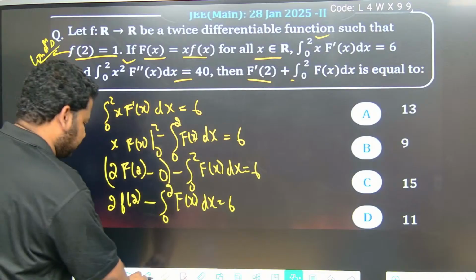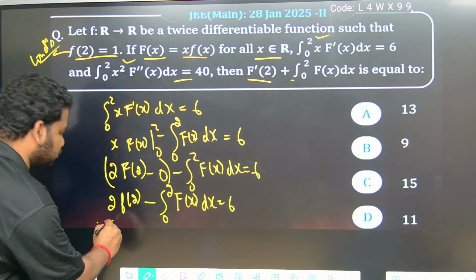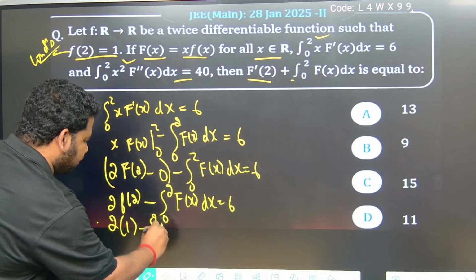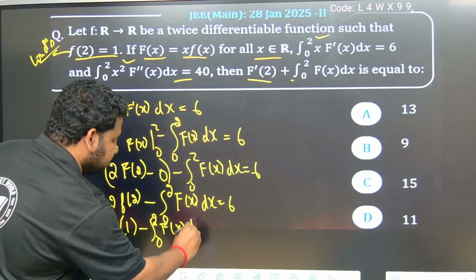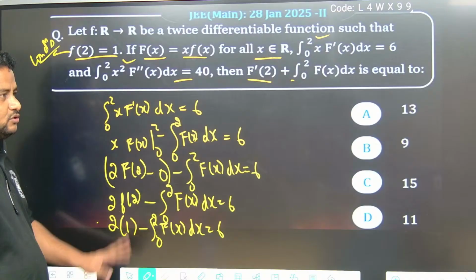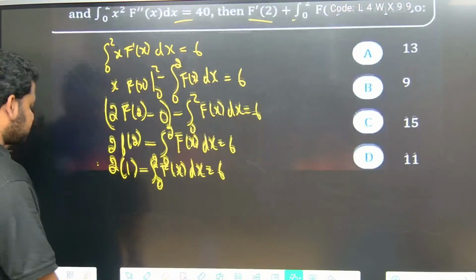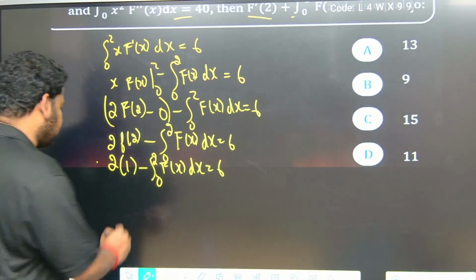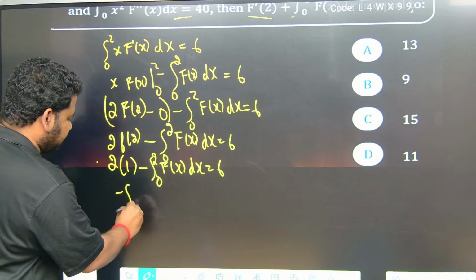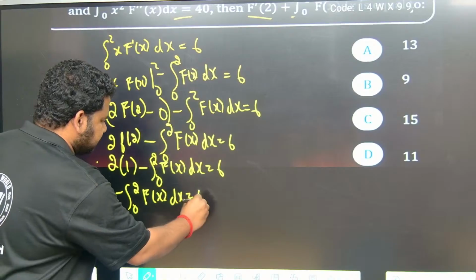So this will become 2 times f of 2, which is nothing but 2 times 1, minus the integral from 0 to 2 of f of x dx, is equal to 6. Now I just have to put the values. 2 times 1 is 2, so minus the integral from 0 to 2 of f of x dx is equal to 6 minus 2.